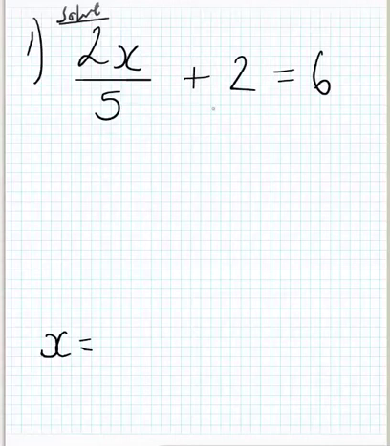So the best way to remember which one goes first is the number that is furthest away from the x. So in this case, out of the 2 up here, the 5, and the 2 over here, which one looks like it's the furthest away? We can see that this positive 2 here is going to be the first one to go.